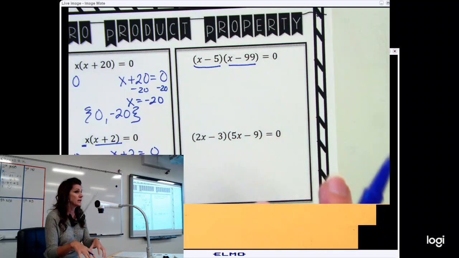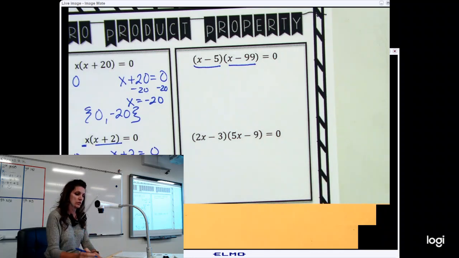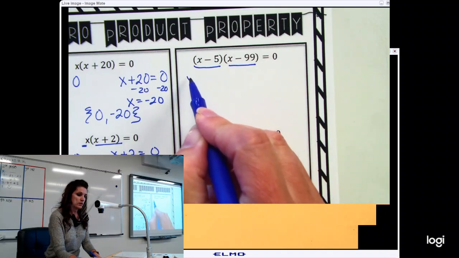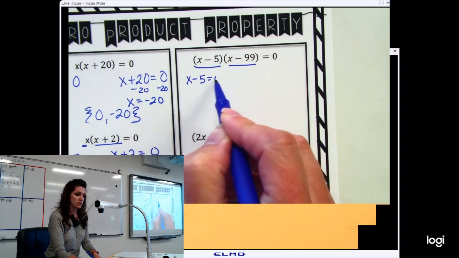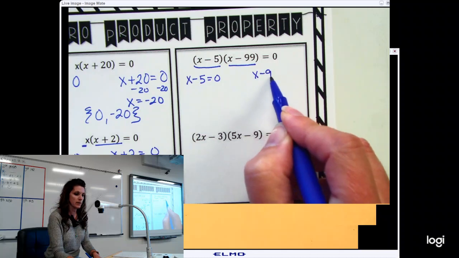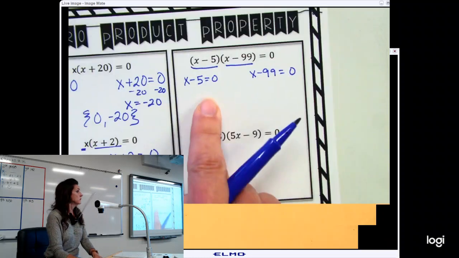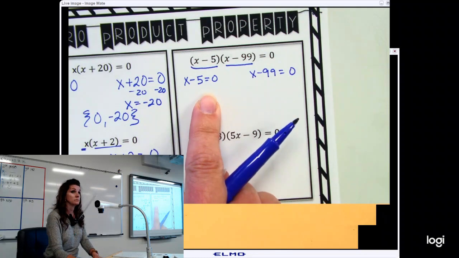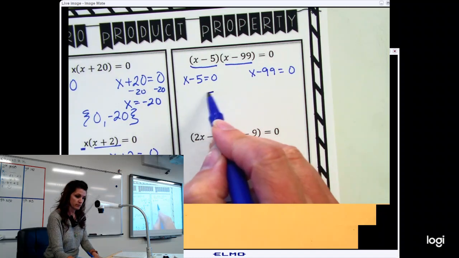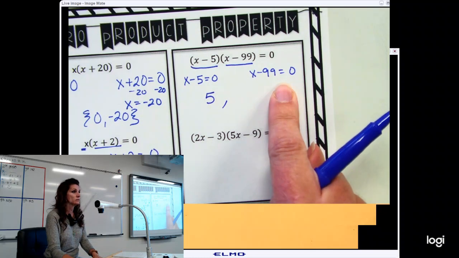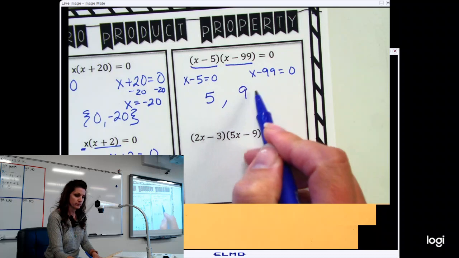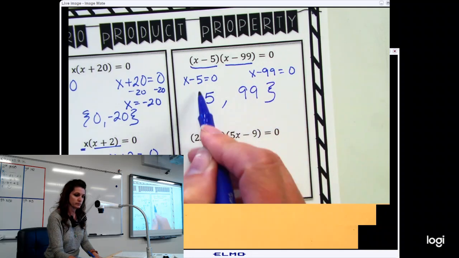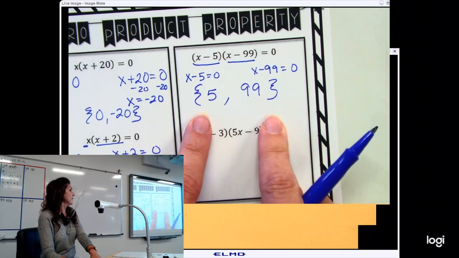But as we're writing it down and learning about it together, I'll make sure I write it. Either x minus 5 equals 0 or x minus 99 equals 0. What's my solution here? 5. What's my solution here? 99. Two answers.